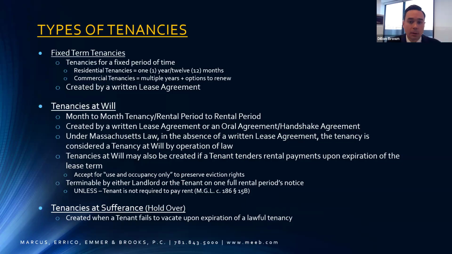A tenancy at will is a month-to-month tenancy, whereby the landlord rents the apartment or the commercial space to the tenant rental period by rental period, and that's typically month-to-month. These are typically created when the landlord and the tenant don't have a lease agreement, or there's an oral or handshake agreement between the parties. Essentially, landlord and tenant agree that, hey, you can stay in unit 5, rent's going to be $2,000 a month. I don't have a lease agreement. You're just going to pay me every month.